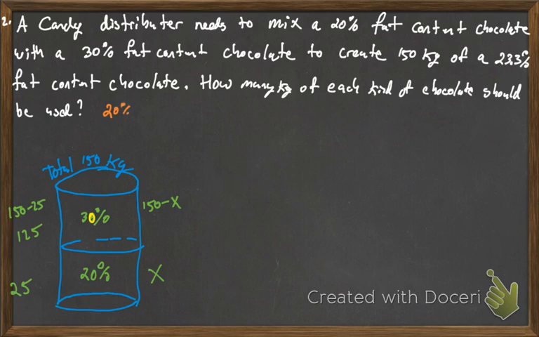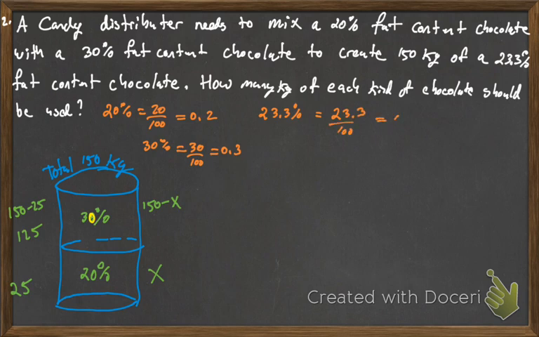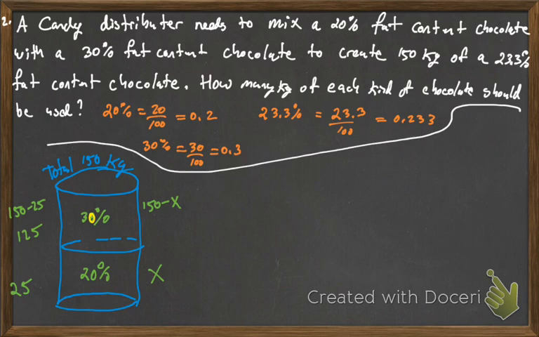So 20% means 20 per 100, or 0.2. 30% means 30 per 100, or 0.3. And 23.3% means 23.3 per 100, or 0.233. Okay? And so the quick way of converting from percent to decimal is you just move the decimal place twice.